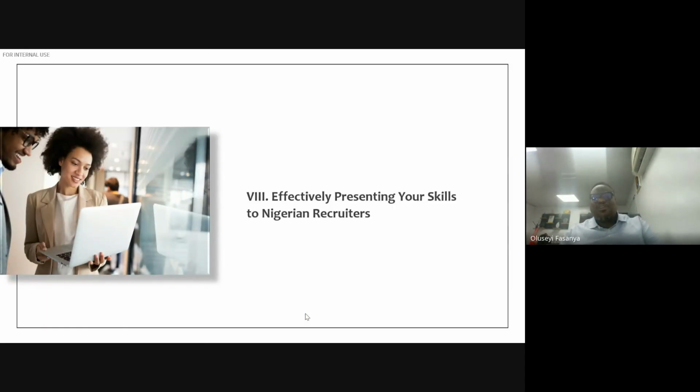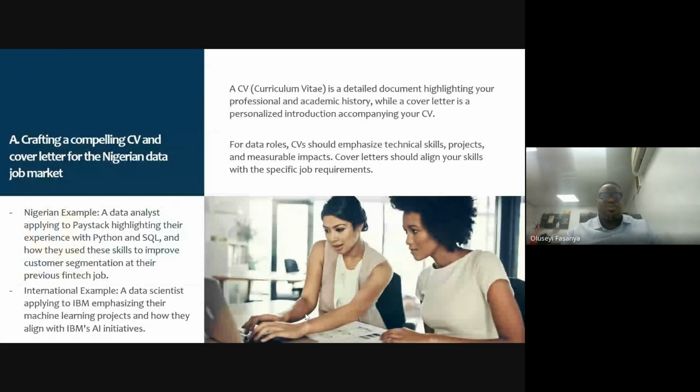So how do you effectively present your skills to recruiters? Number one, you need to craft a compelling CV and cover letter for the data market. A CV is a detailed document highlighting your professional and academic history, while a cover letter is a professional, personalized introduction accompanying your resume. I'm happy that Amdari actually offers this opportunity, and you should take advantage of it. For data roles, your CV should emphasize your technical skills, the projects you've handled, and measurable impacts. Your cover letter should align your skills with the specific job requirements.